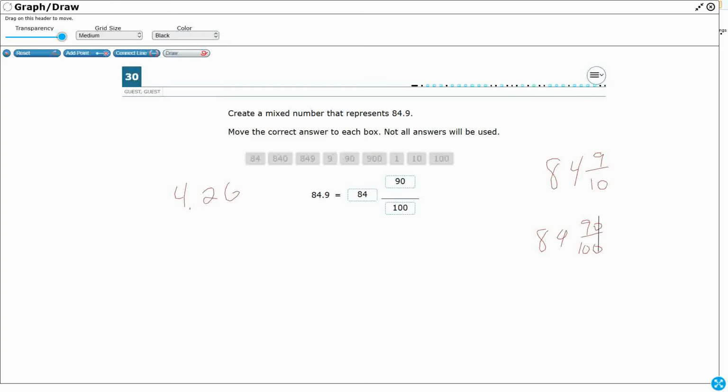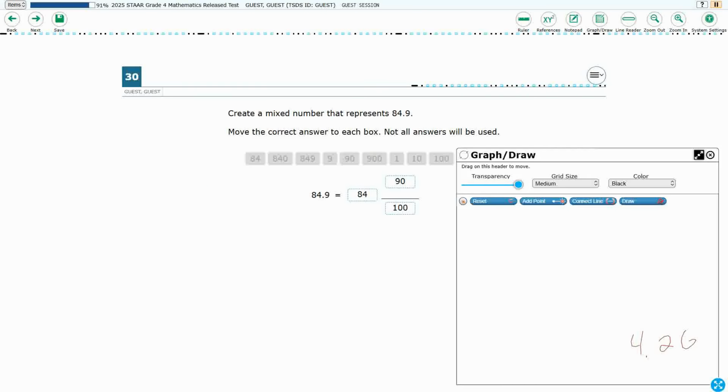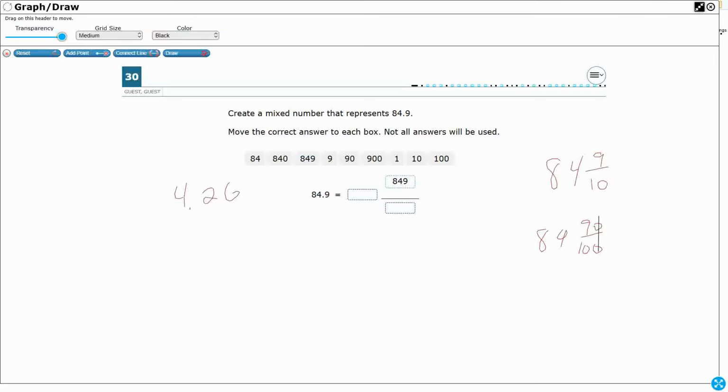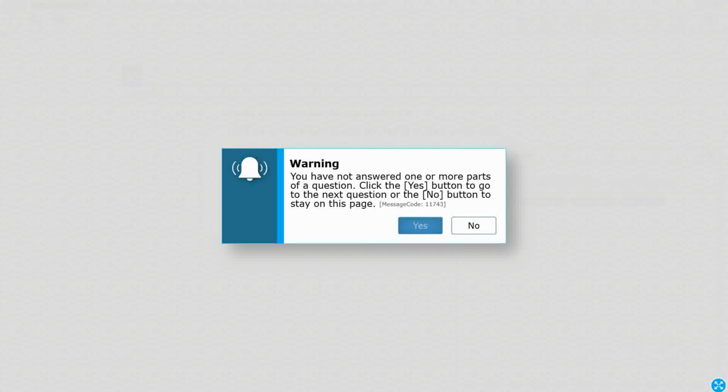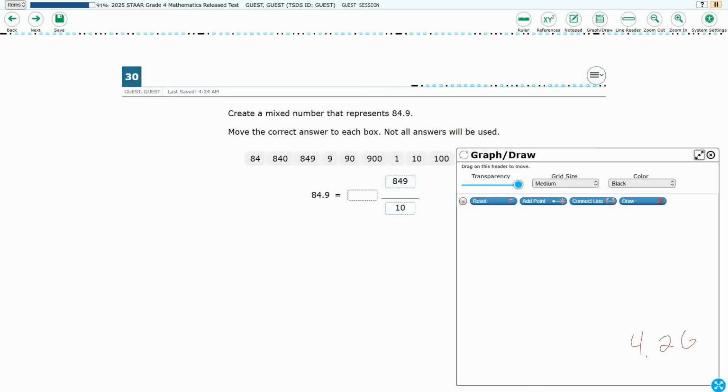But there's a third one here. You don't even have to use that number right there. You could do, and get all those out, 849. Get that 90 out of here. If I think of 849, lump that together, what's the place that that last digit is in? It's in the tenths place. So if you were to do 849 tenths and then leave that one, right? It is going to give you a warning symbol. It is going to say, are you sure you want to leave?